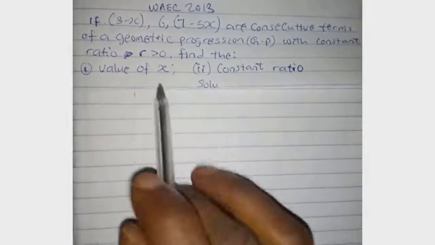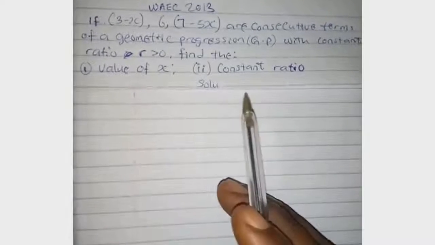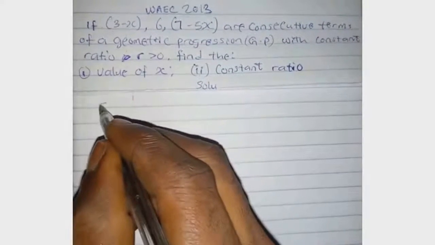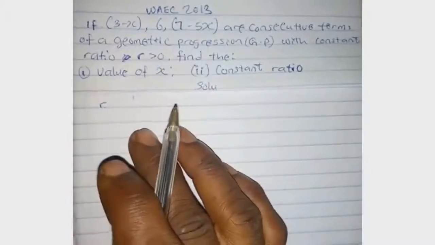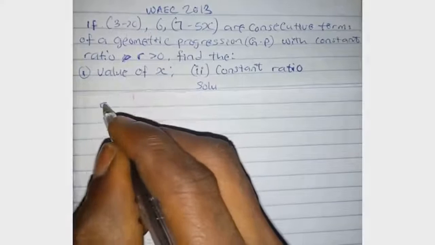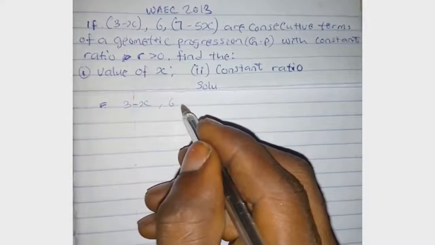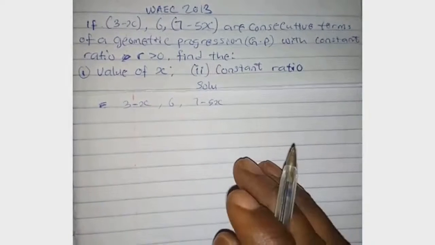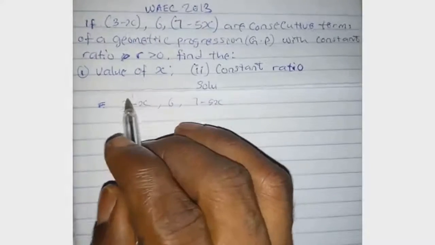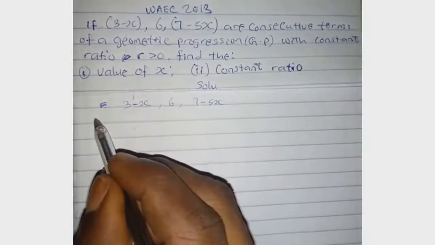So to find the value of s and the common ratio, if you still remember the formula to calculate the common ratio, let me first find the number of terms. There are three terms here. Our first term is 3 minus s, the second is 6, and the third is 7 minus 5s. So how many ratios can we get here? This is to get our common ratio.